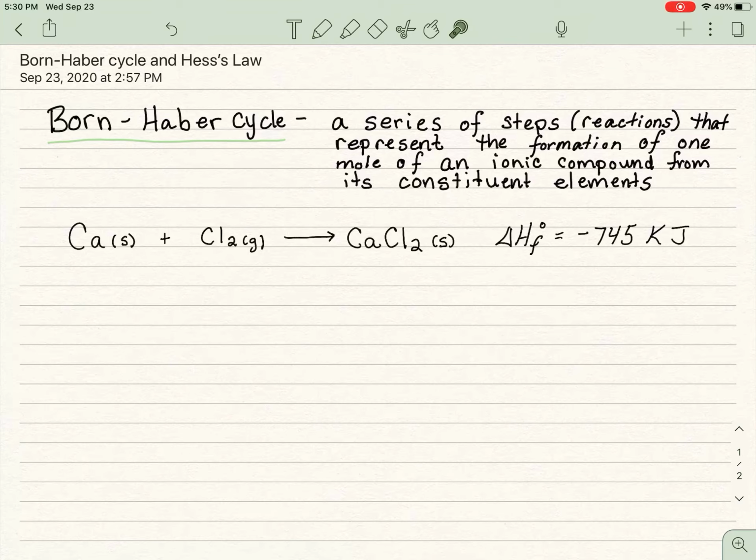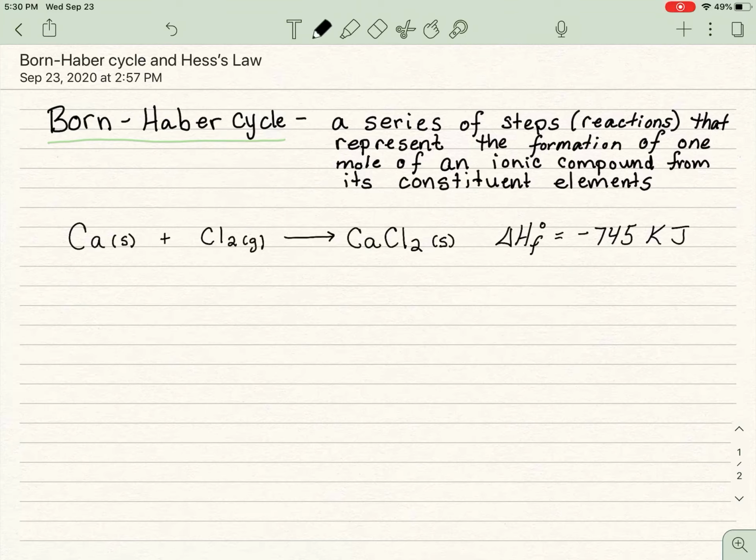The other thing I'm going to do is draw what's called the Born-Haber energy pathway, or the energy diagram. And I'm also going to draw some particulate views. So this is going to be a pretty hefty video. It's going to include a lot of things, hopefully all wrapped into one, and make it easy for you to comprehend. Okay, so here we go.